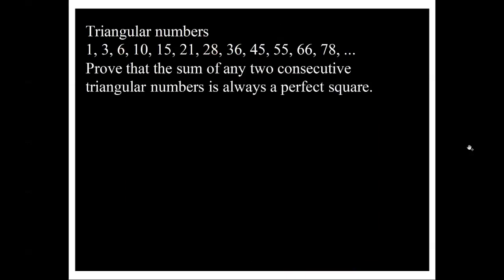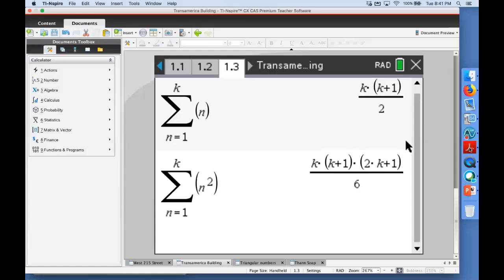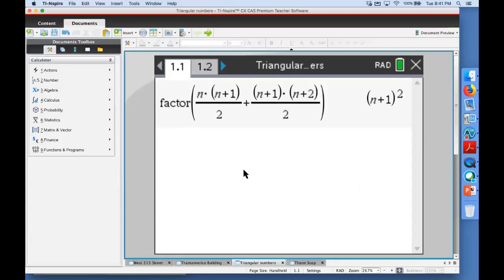So again, I played around with Inspire here, and I just started to tinker. This is the sum of two consecutive triangular numbers, n times n plus 1 over 2, and n plus 1 times n plus 2 over 2, and I asked it to factor it. I guess I could have tried expanding just to see what would happen, and it gave me n plus 1 squared. Now, you might prefer to have your students do this by hand, because really it's not that complicated. You factor out n plus 1, you do the math, and you get n plus 1 squared.